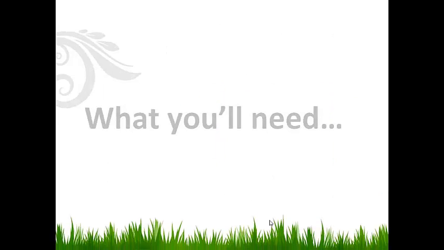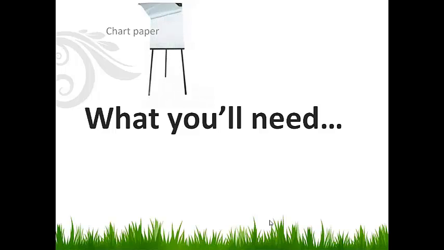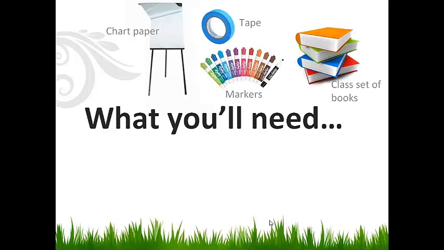There are a few things that you'll need if you want to use Novel in an Hour in your own classroom. First off, you'll need chart paper so that your students can record their summaries. You'll need markers for them to record it, tape, and a class set of books. Ideally, you should have 1 book per student, but you can actually get away with 1 book per group.